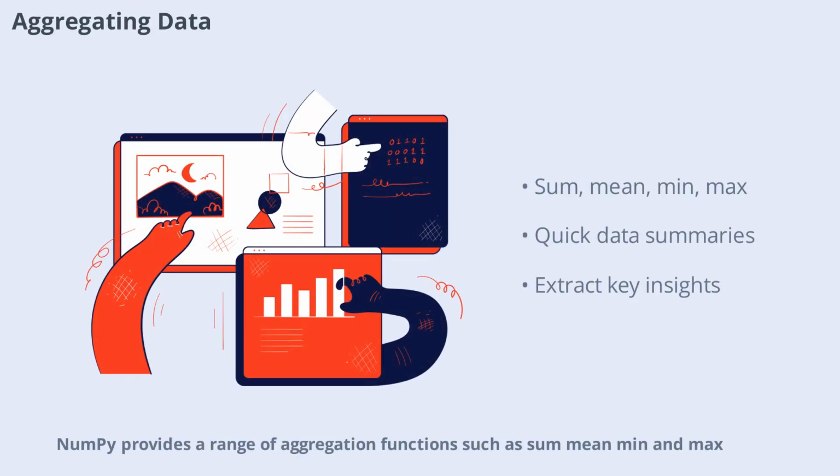NumPy provides a range of aggregation functions such as sum, mean, min, and max. These functions help you quickly summarize your data and extract important insights. For example, arr.sum() gives you the total, while arr.max() finds the highest value. Aggregation is essential for data analysis, allowing you to make sense of large datasets.